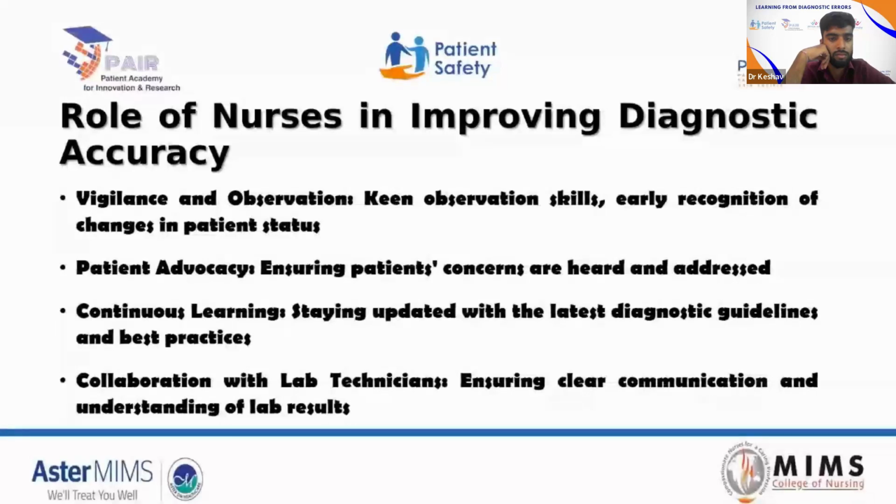So what we can do is vigilance and observation. Keen observation skills and early recognition of changes in patient status are very important. If a patient comes with chest pain, the nurse has to identify what type of chest pain, whether the chest pain is radiating, to which part of the body it is radiating, whether it goes to the shoulder. Like this, the nurse should be able to find out and should have keen observation of the patient's condition.